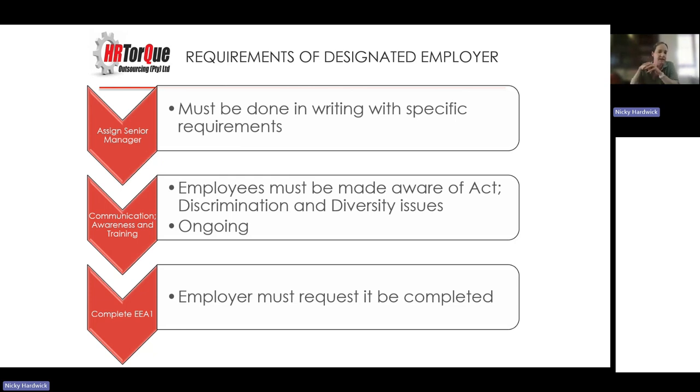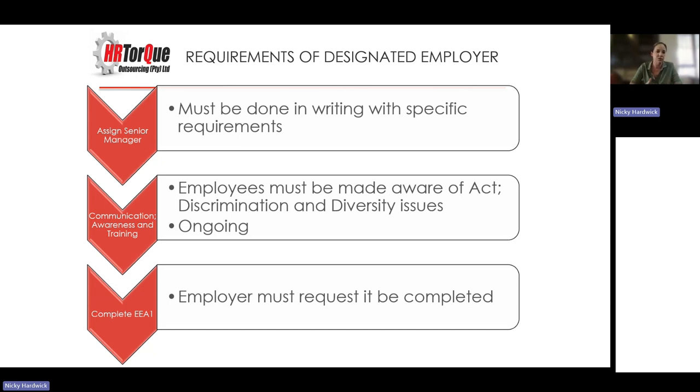Okay, the second thing that we need to do, this is an ongoing thing, but if you haven't done it, before we even get to the plan, you need to do this. That is what we call communication, awareness, and training. Now, it does need to be ongoing. When audits have come about where people have asked for evidence of this, they have said it must be ongoing. Some inspectors will say it must be at least once a year. Others haven't really asked about it.